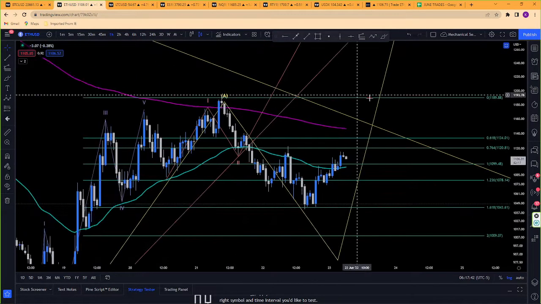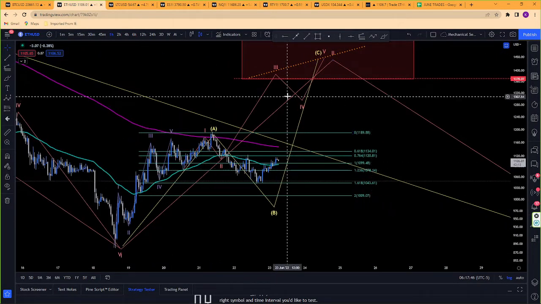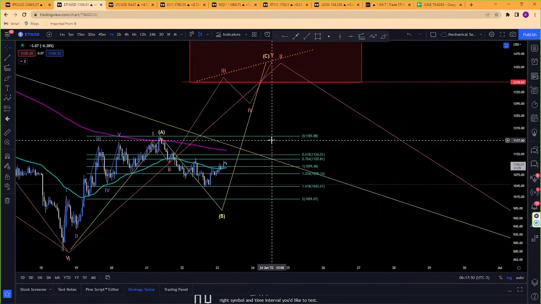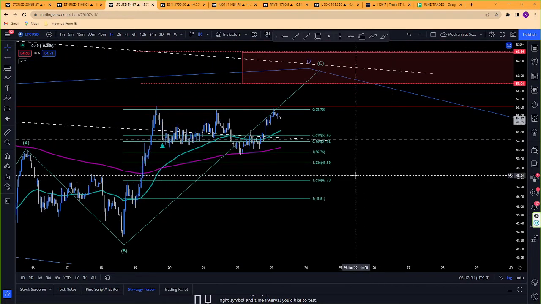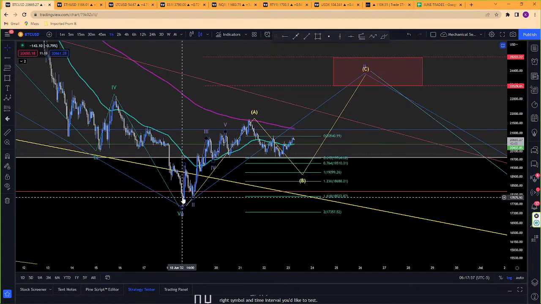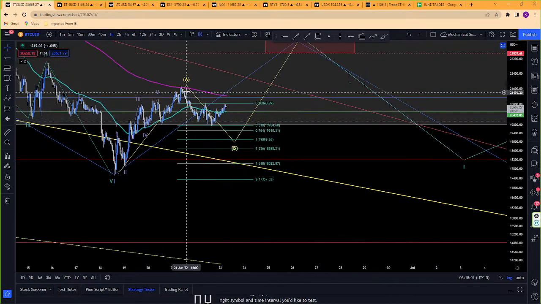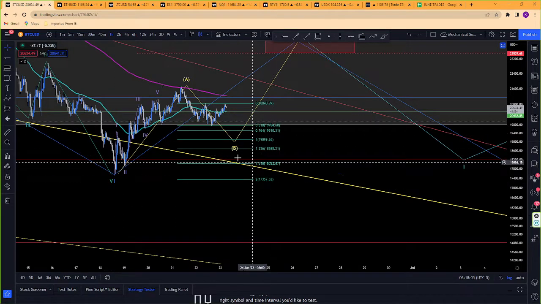Let's go back to ETH real quick because I had charted these guys to kind of do this, right? I left the ABC correction here just in case. But basically, we're not doing the zigzag that I thought we were going to do. We're getting a deeper B out of this. And let me explain why.